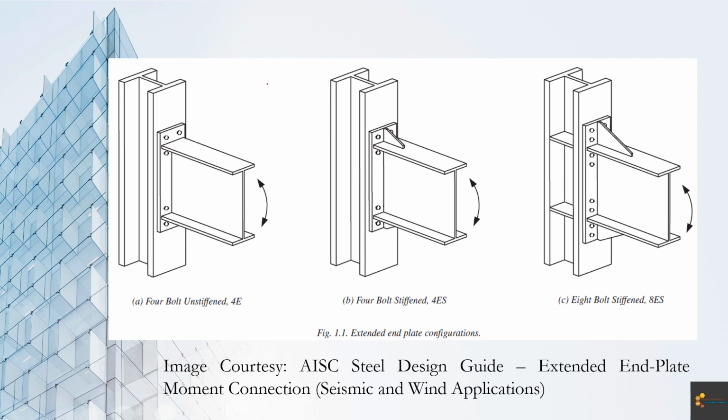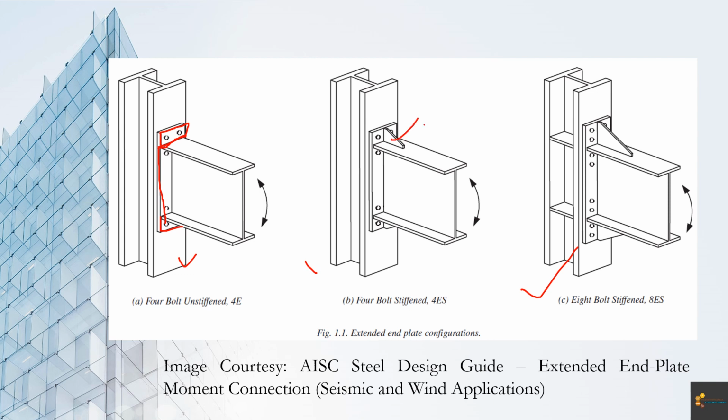So in this end plate connection, generally we have two types. One is the flush end plate. In that flush end plate, this end plate does not extend beyond the upper and lower flanges of the beam. That means the end of this end plate is flush with the flanges of this beam. However, if this end plate is extended beyond the upper and lower flanges, then we term the connection as extended end plate connection. And these extended end plate connections may be connected using different numbers of bolts. For example, you can see here 4 bolts in both of these diagrams and 8 bolts in this diagram.